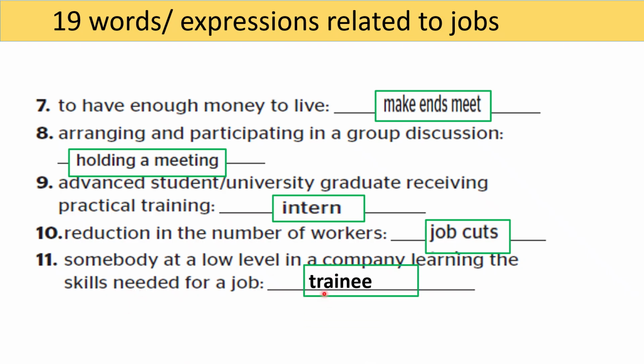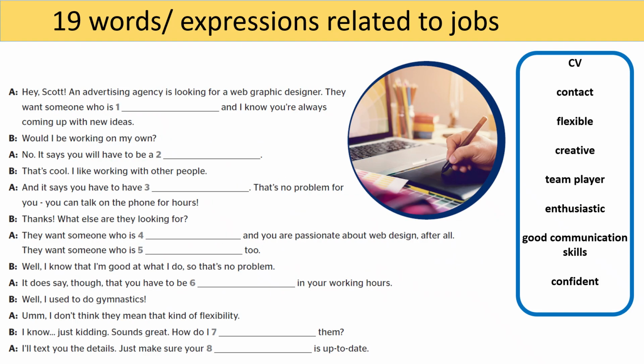And the trainee, okay, here be careful, intern is not trainee, trainee is not intern. So trainee means somebody at a low level in a company. So he is already in the company and he is learning the skills, not to get experience. He's learning the skills needed for a job. So a trainee is a worker, the intern is a student to get experience, a trainee to get more skills to learn. All right.